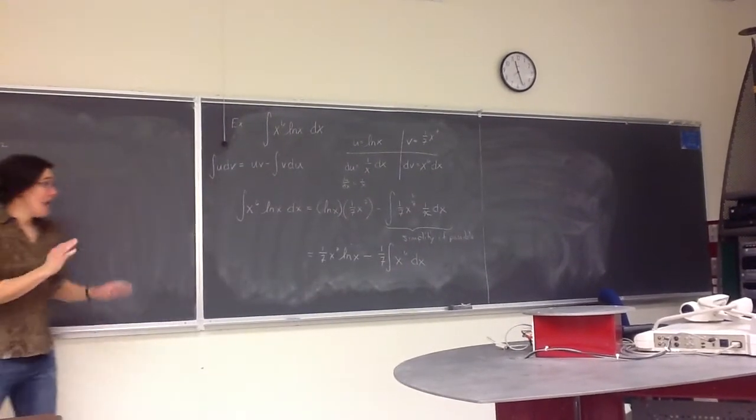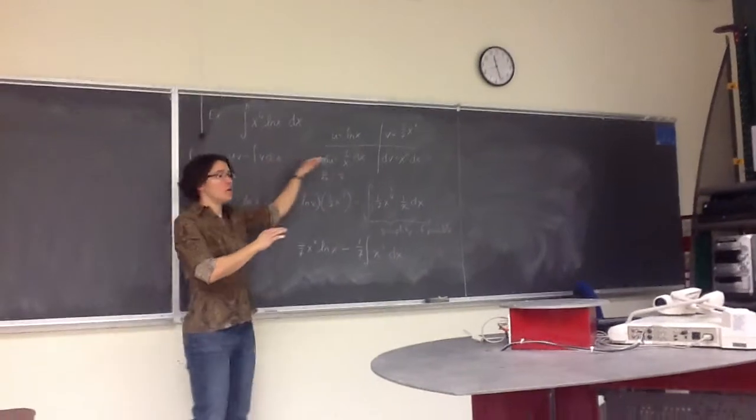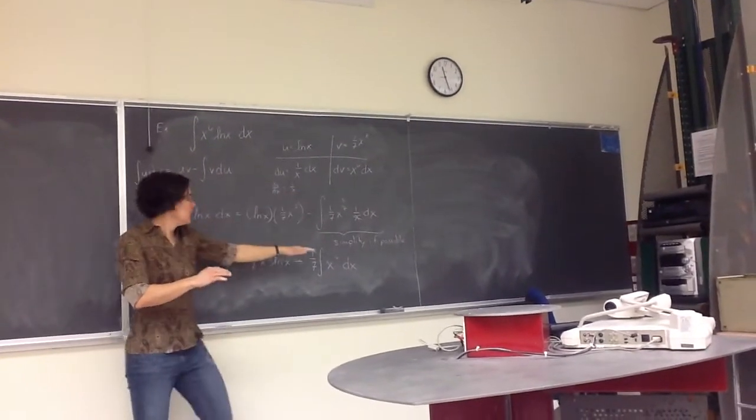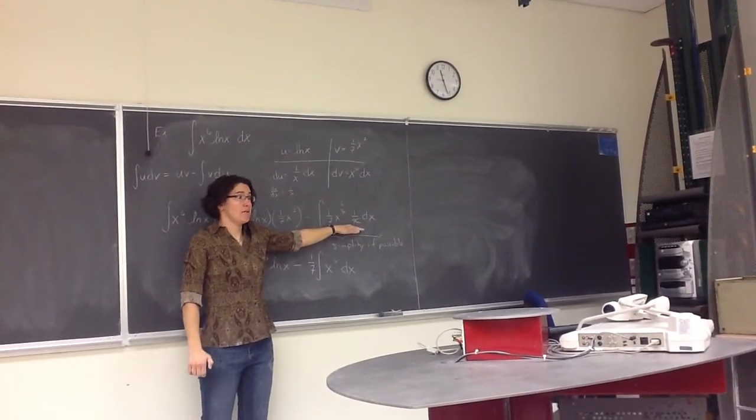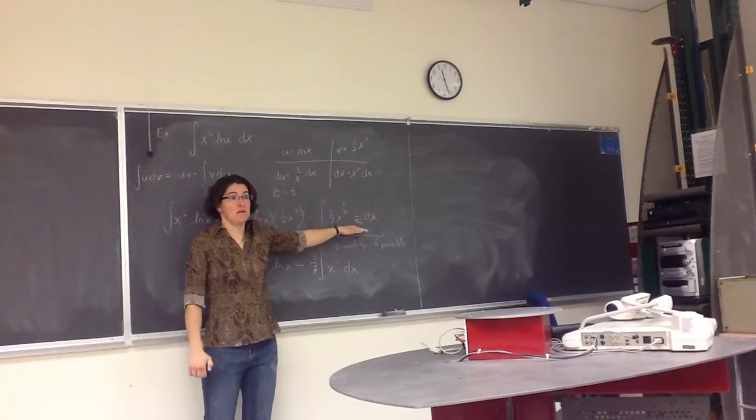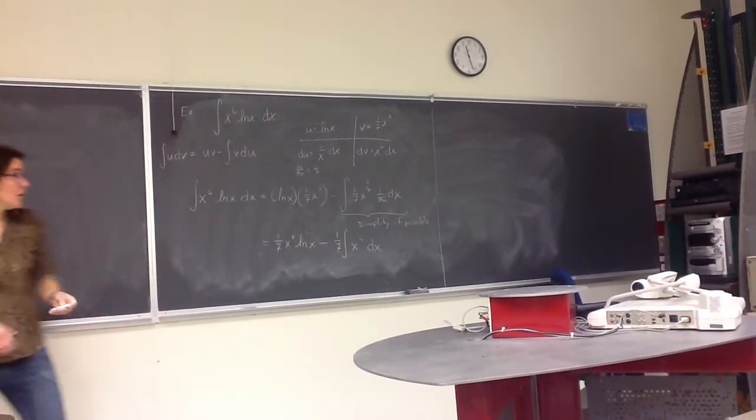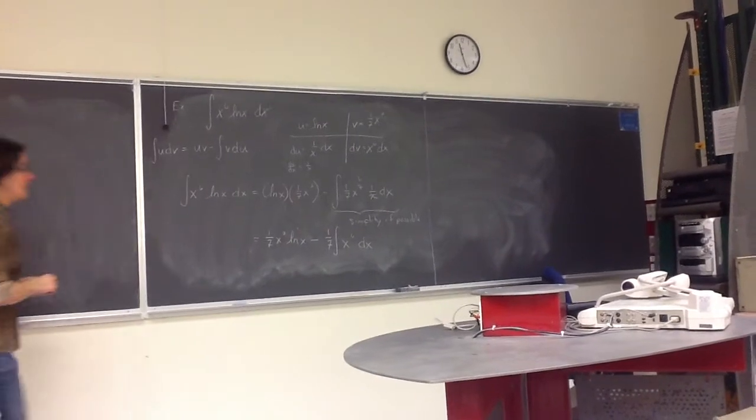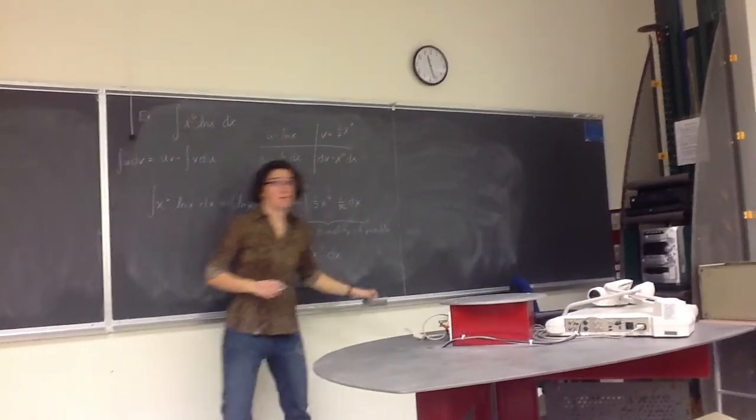Okay. So at this point, whenever you write down uv minus the integral of v du, most of the time you're going to have to simplify here before we analyze this new integral. So no calculus went into the step I just did, strictly algebra simplification.